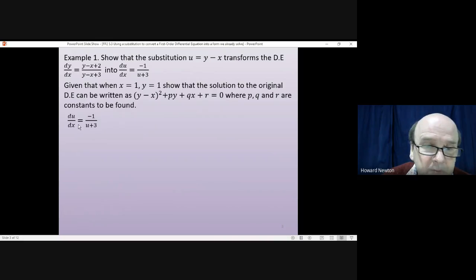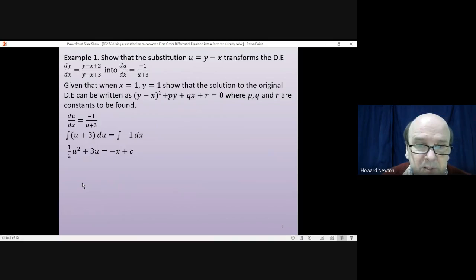And the way we'll solve this one is by separating the variables. So bringing the u plus 3 over to the left-hand side and leaving the minus 1 over there, we'll get the integral of u plus 3 du is equal to the integral of minus 1 dx. Integrating that with respect to u gives us a half u squared plus 3u. Integrating minus 1 with respect to x gives us minus x, and we do need to add an arbitrary constant.